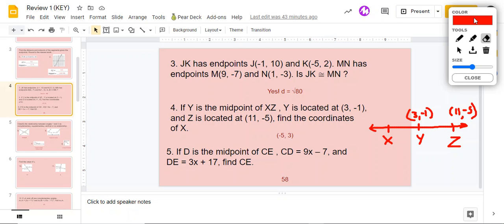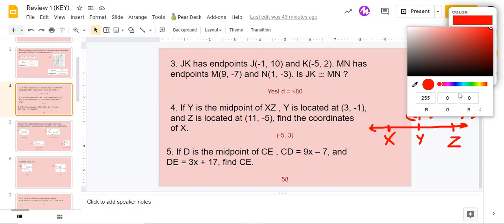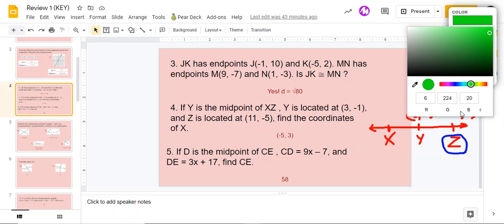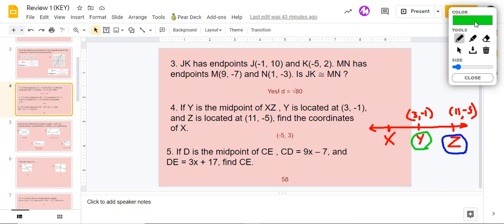So you have to use the midpoint formula if you're going to do this algebraically. I find it helps to draw a picture, so I know that x and z is the length and that y is in between them. I'm just going to do some color coding here for myself. I'll keep x red, and I'm going to use green and blue for y and z.